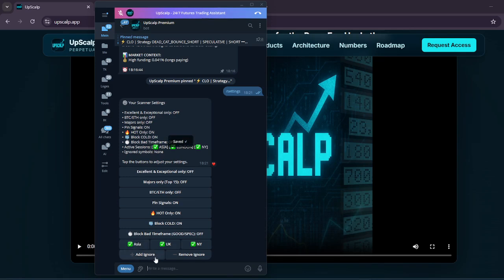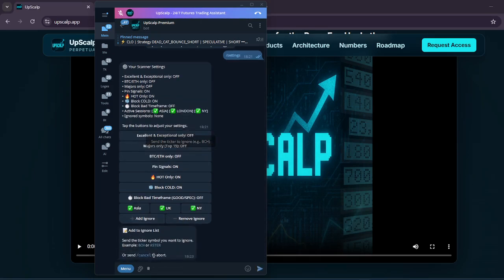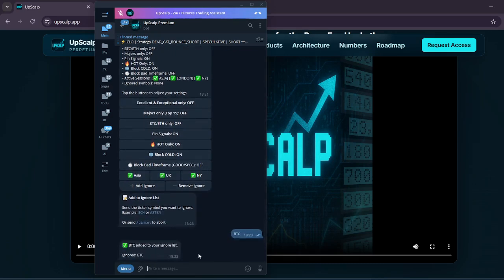And if you want to ignore a symbol completely, we can also do that. So I don't want to see any BTC. I can add it to my ignore list. So that's how the premium bot works.